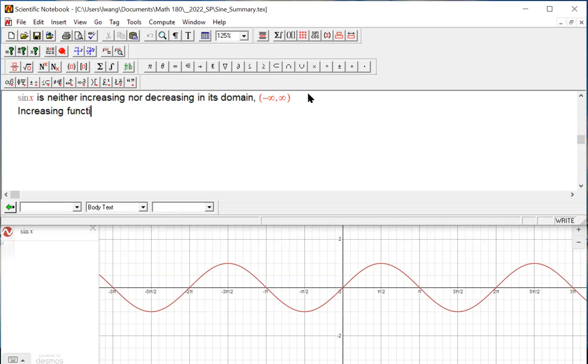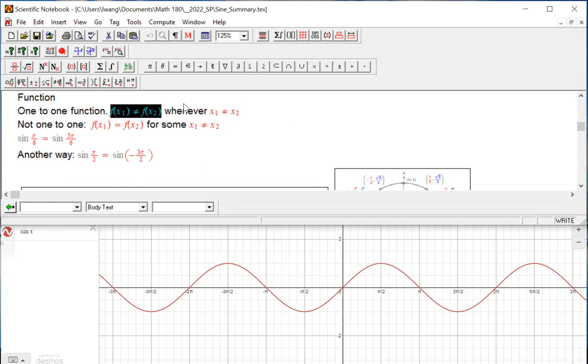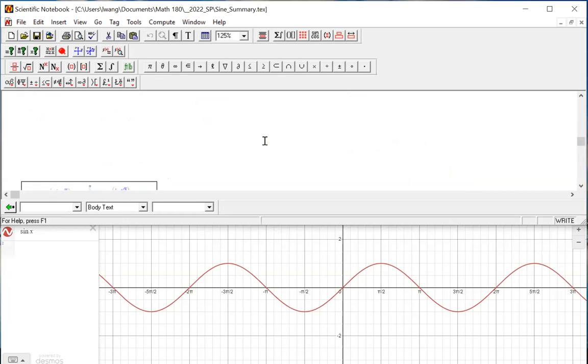What's the definition of an increasing function? It's kind of similar to one-to-one. Okay, so I'm going to copy this here just to show you what has changed. An increasing function will have, whenever the input x1 is less than input x2, their respective outputs f of x1 will be less than f of x2.